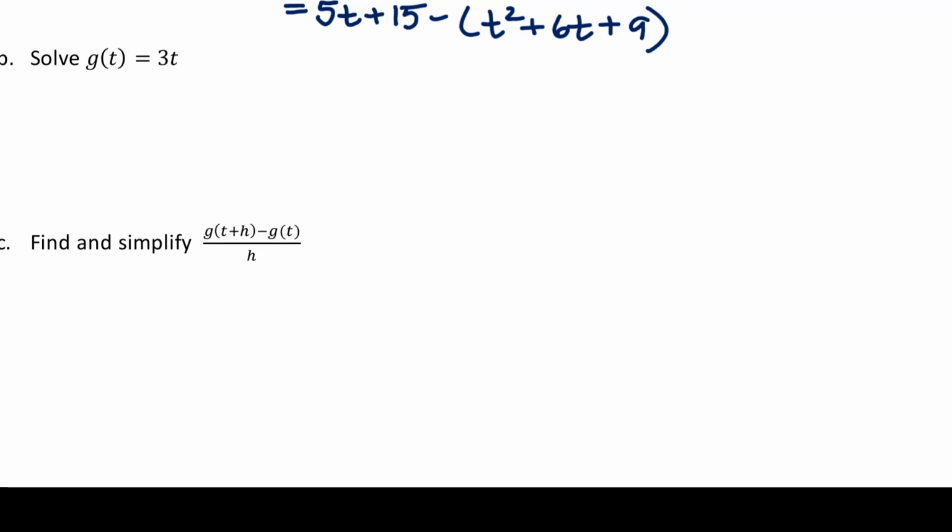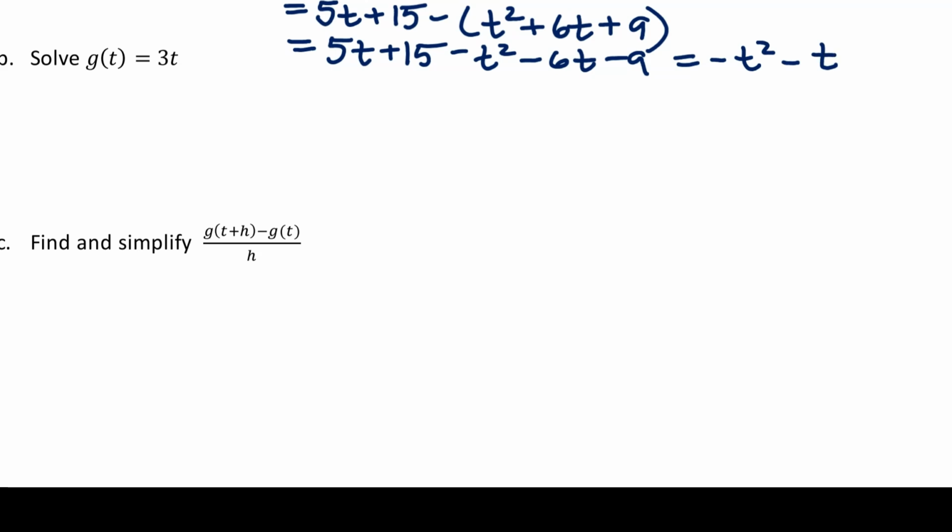And then I'm going to carefully do that subtraction. So I'm actually going to write it out one more time and say that's going to become a minus t squared minus 6t minus 9, which means in the end I have a negative t squared, and then 5t minus 6t is negative t, and 15 minus 9 is positive 6. And that's my final answer.